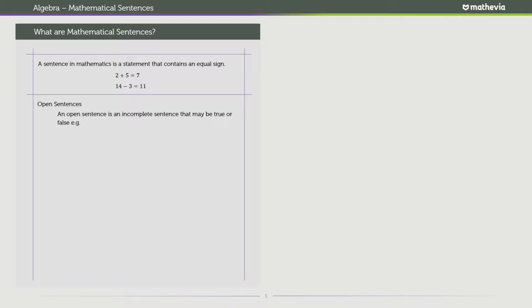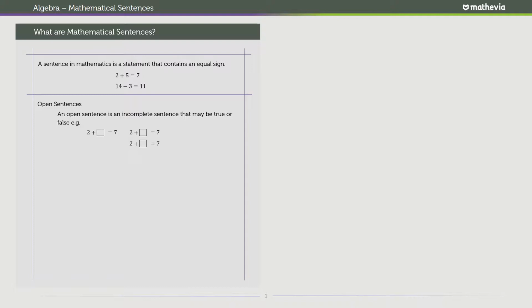Basically, we usually represent the incomplete part of the sentence with a box, and we're expected to put something in this box. This is a good example of an open sentence. We have 2 plus box equals 7. An open sentence usually asks the question: what will you put there to make this sentence true?